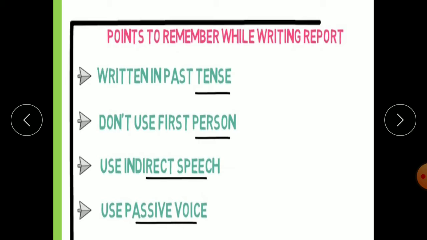Indirect speech will include, for example, that the victim said that. You will not say he said, then put the inverted commas, then the real exact words. You will use indirect speech, right? He said that. Now here is the fourth point, that is passive voice. Passive voice we have already done.